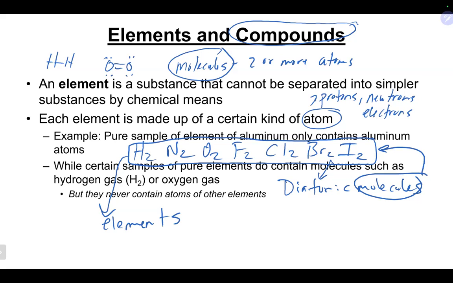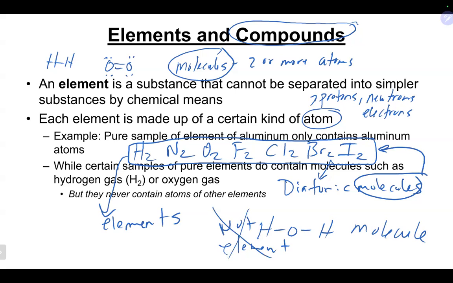We could also have a molecule like this one here, which would be water. This is a molecule because it has two or more atoms. This is not an element, because we have hydrogen and oxygen there, so it cannot be an element. An element can only be atoms of the same element. It can never have more than one at the same time.